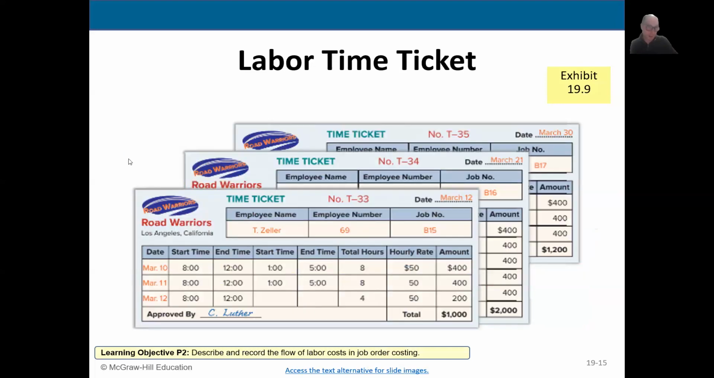Here's an example of a time ticket. We have the employee's name, the employee's number, the job number, start time and end time for every time that they worked on that job. Hourly rate times the amount of time spent equals total amount. We add it up for each day worked on that job. We do that for every single employee.